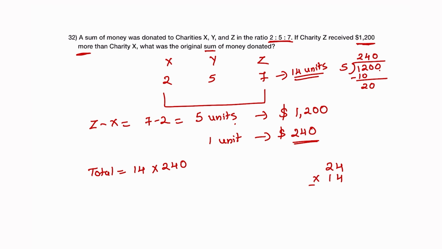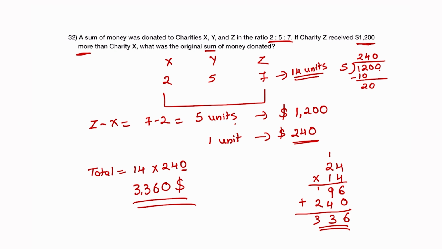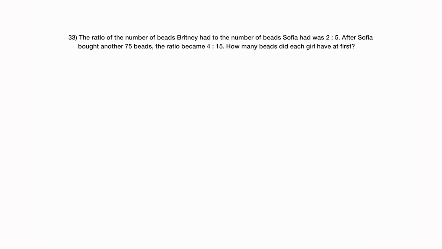24 times 14. So that's basically 4 times 4 is 16. 6 here, 1 there. 4 times 2 is 8. 8 plus 1 is 9. Plus 0 there. 1 times 4 and 1 times 2. That's 6. That's 3 there and 1 carry. That's 3. So that's 336 and this 0 here, dollars. So that's basically $3,360. Yeah, let's do the next one.